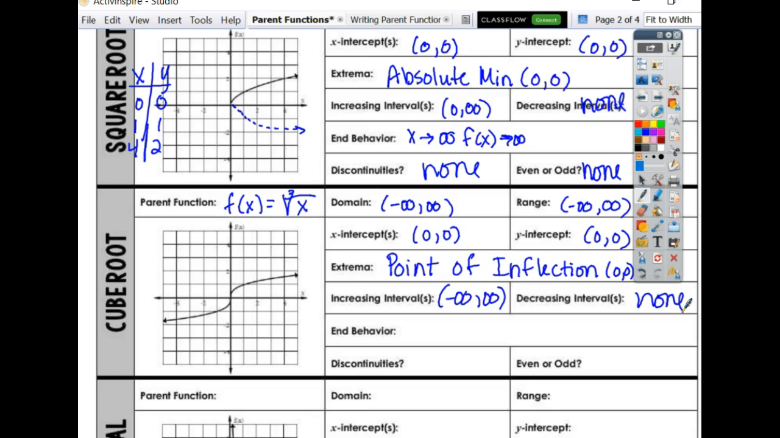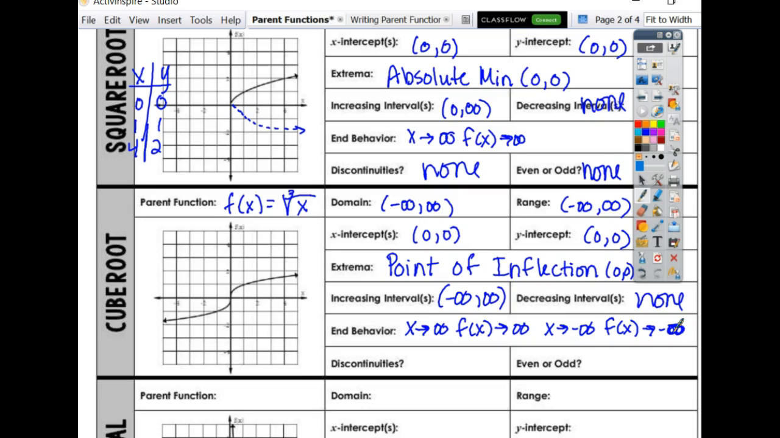Javier. Where's Javier? Give me the end behavior, Javier. Okay. Very good. It approaches, yes. Where's Anna? Anna? Anna? Okay.